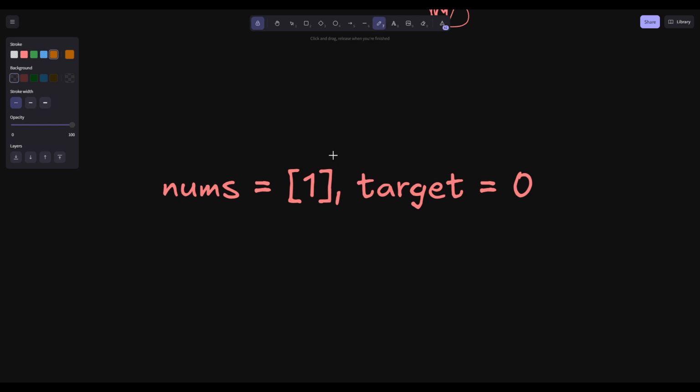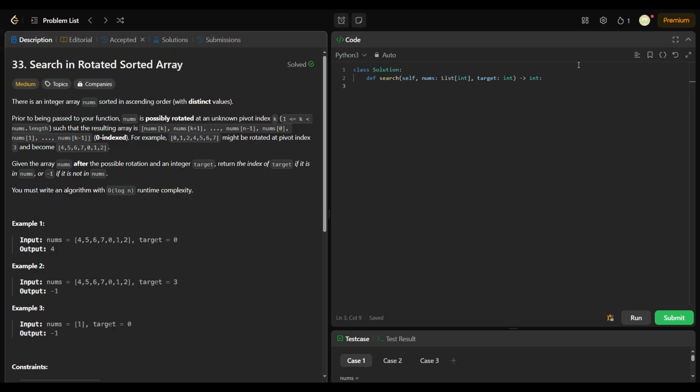And this right here, obviously, is a very simple example, but you would just basically check, get the midpoint, which would be this, and the left pointer and the right pointer are pointing to the same place, right? The left pointer would move over, it would be greater than the right pointer, and we never found target, so we return -1.